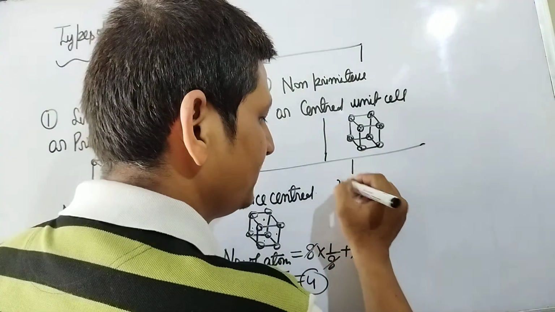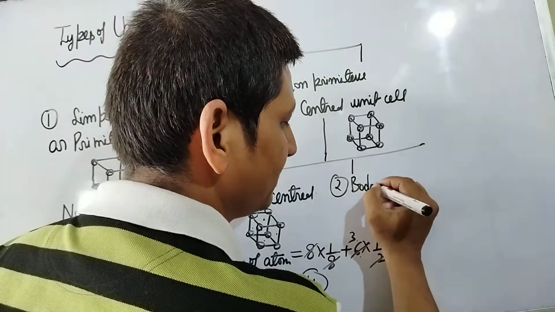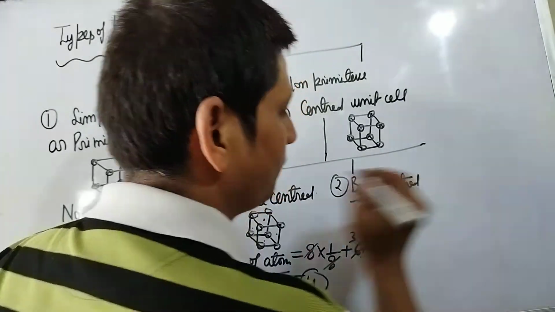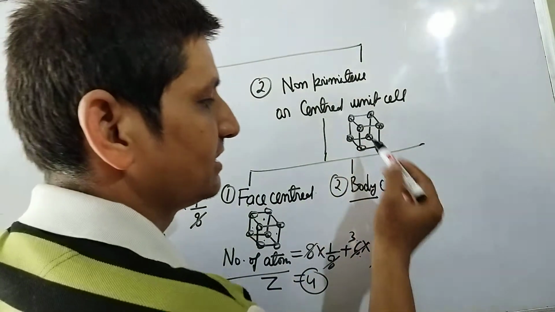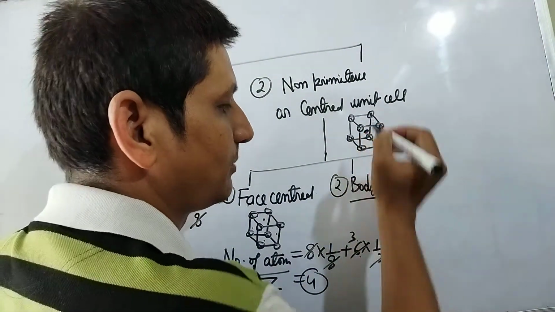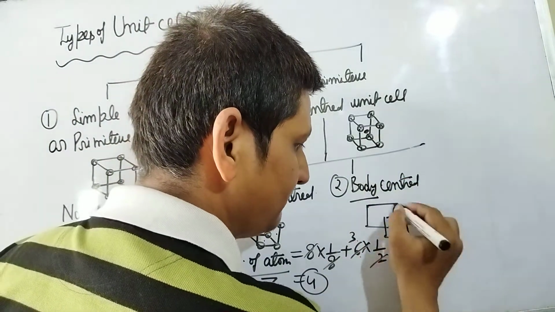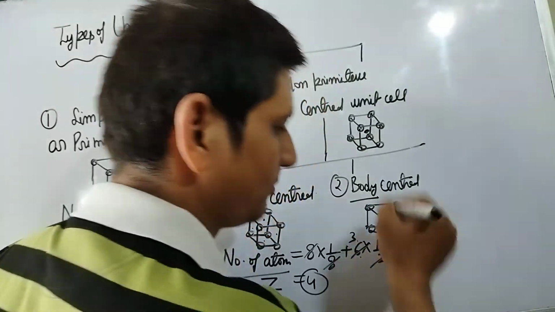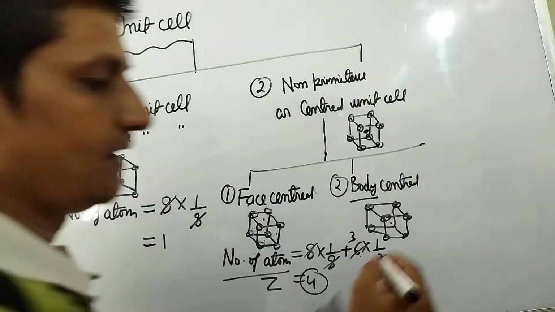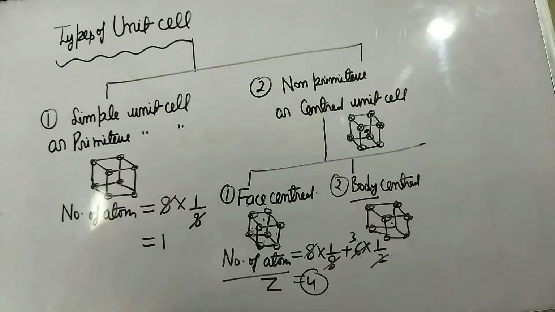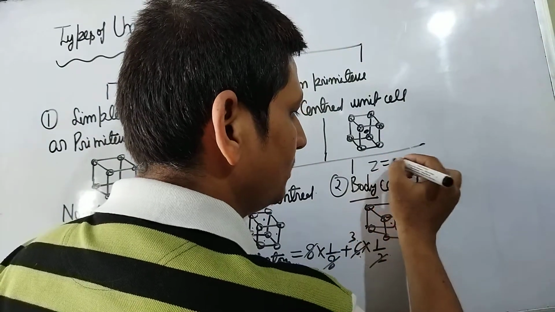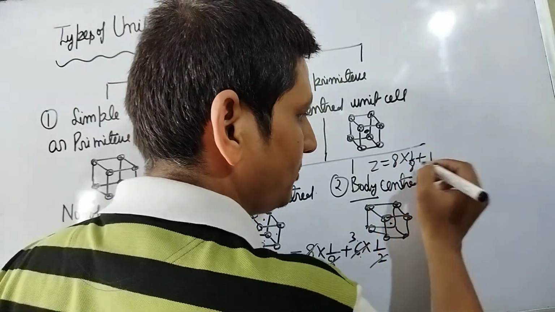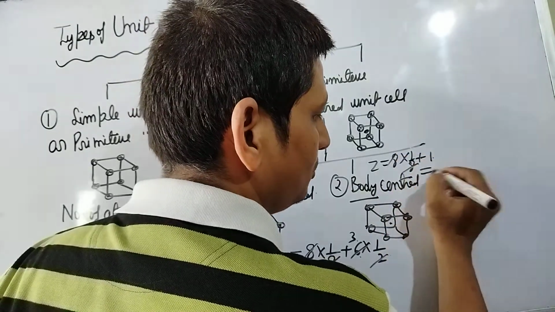After this, the body-centered unit cell. A unit cell in which particles are present at the corners and the center of the body is called a body-centered unit cell. The number of particles in a body-centered unit cell, Z, is equal to 8 into 1 by 8 plus 1 particle present at the center of the body. So the total is 1 plus 1, which is equal to 2.